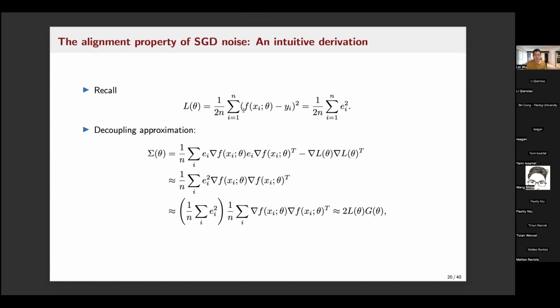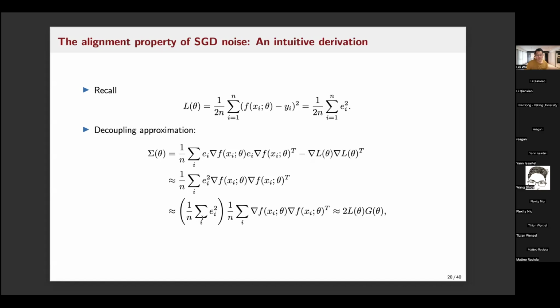So let's recall the loss. If I use e_i to denote the fitting error at the i-th sample, we can simplify the loss as the average of e_i squared. Then we can look at the decoupling approximation, which is just a heuristic approximation. Basically, the noise covariance equals two terms: the second moment minus the square of the first-order moment. At the global minimum, if you believe the full batch gradient is much smaller than the sample gradient, we can have this approximation. Then you also believe that the sample fitting error e_i and the model gradient, here the gradient of f is the model gradient instead of the loss gradient, are decoupled. Then we have the next approximation.